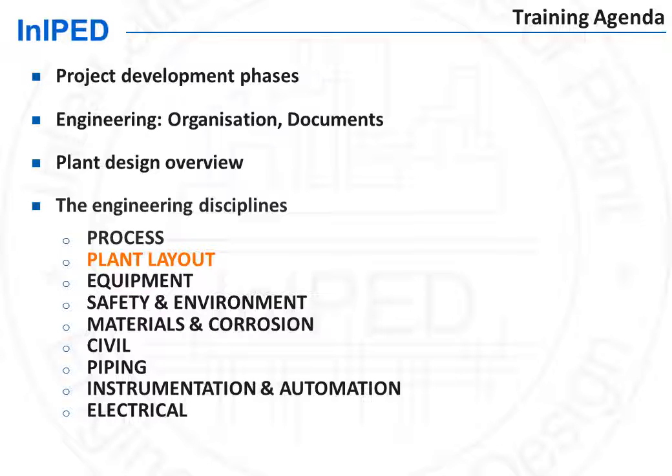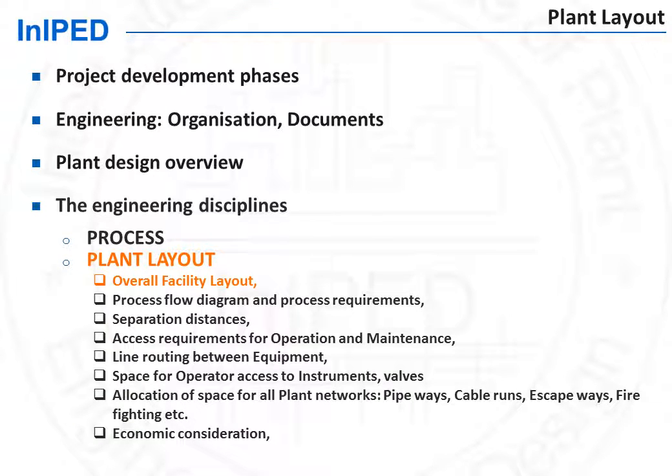It defines the overall facility layout, i.e., the relative locations of the various plant areas, such as process, utility, and administrative buildings. It also defines the position of equipment within units. The overall facility layout is primarily dictated by safety.